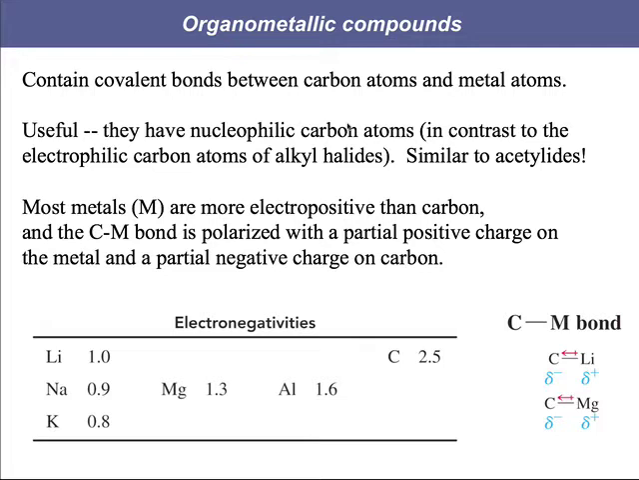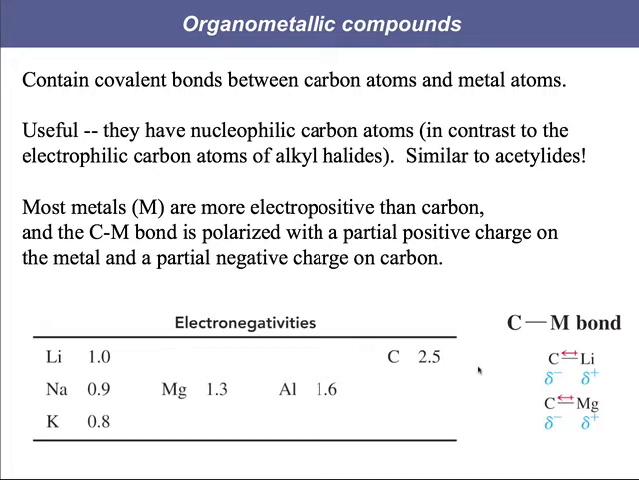Most metals are more electropositive than carbon. And so if you have a carbon-metal covalent bond, it will be a polar bond, and it will be polarized with the positive charge on the metal and the negative charge on the carbon. That's opposite of most polar bonds that we've seen so far.